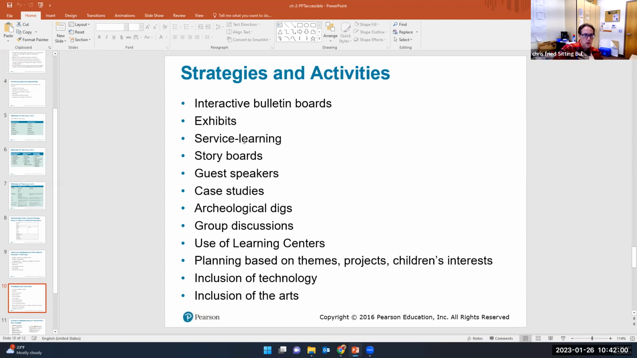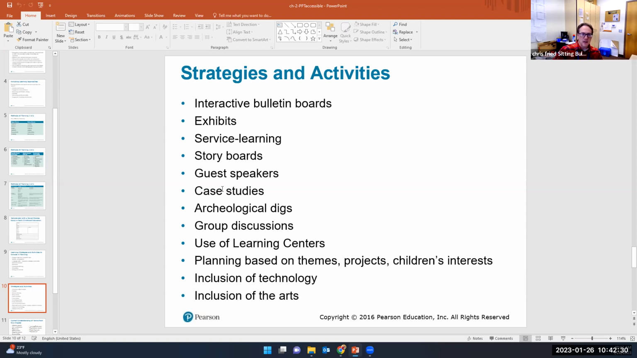Service learning would be a good way to explore and learn about social studies. Maybe you're going out into the community and having the students work on a project, volunteer their time, during the school day, school time, to be able to go out and work in a variety of ways. Part of social studies is being a good person in your community, right? So giving back to the community, helping others in need. Storyboards, guest speakers, kind of cover these case studies, right?